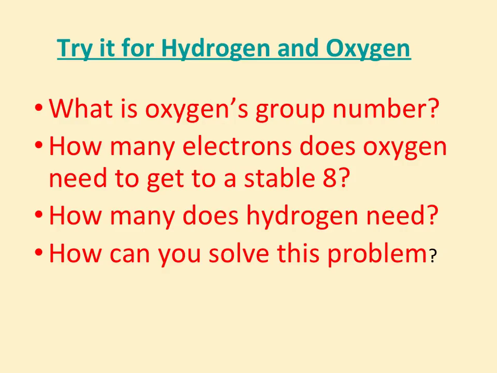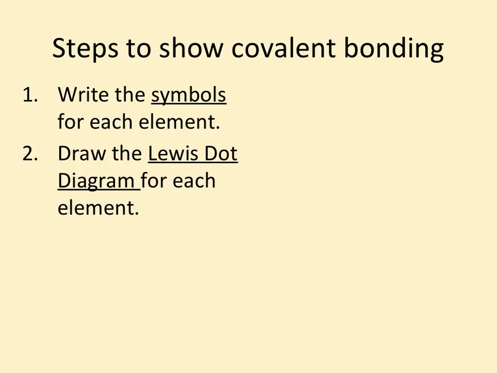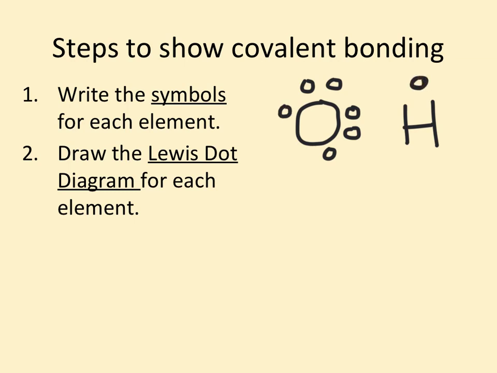Let's try the same thing for hydrogen and oxygen. Answer those couple questions using your periodic table, and we'll get to drawing. So let's try the same thing here for oxygen, O, and hydrogen, H, starting with the Lewis dot. O is 6, oxygen is 1.